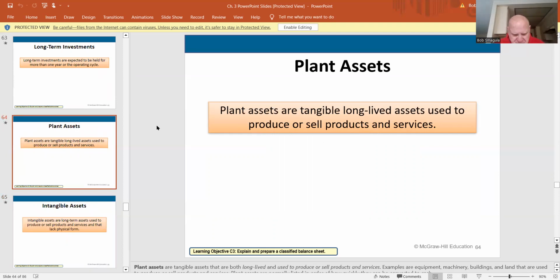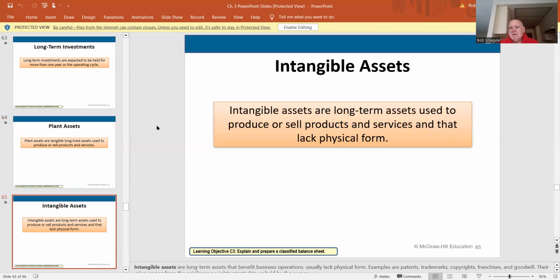Plant assets, also called fixed assets, are tangible, long-lived assets used to produce and sell the product. Tangible, meaning you can touch it, you can see it, you can feel it, it's there. It's a physical entity, huh? Plant assets are tangible, long-term assets used to produce or sell products and services. And guess what? We have intangible assets. What we're talking about here is really intellectual property. Intangible assets are long-term assets used to produce or sell products and services that lack physical form.